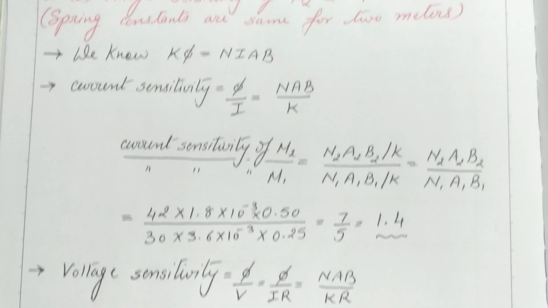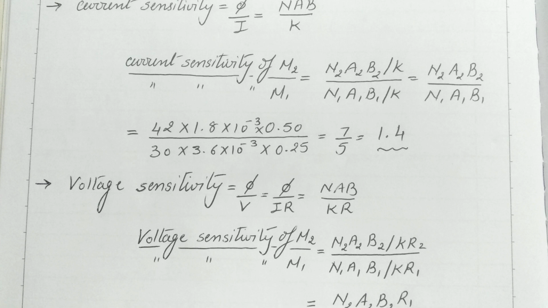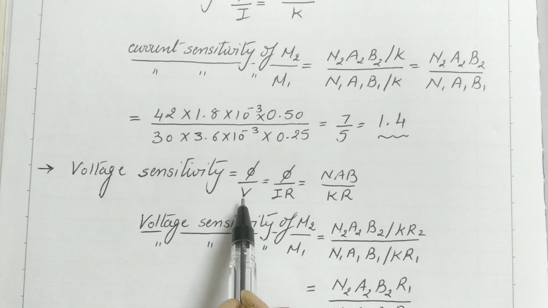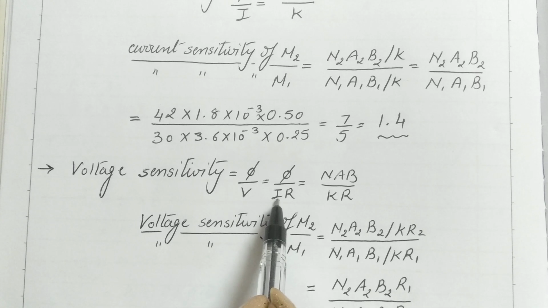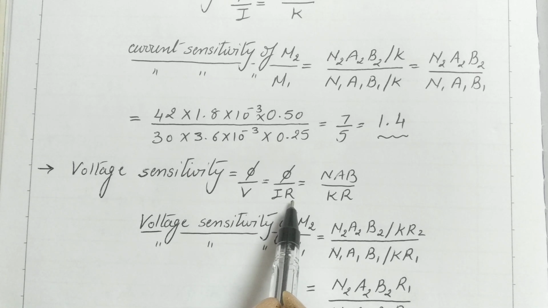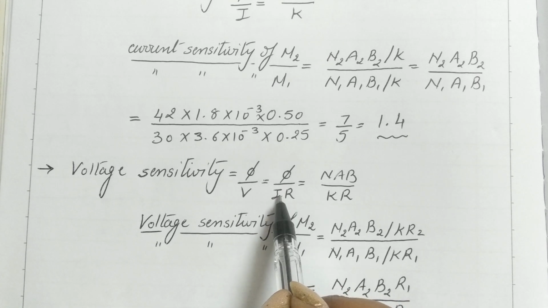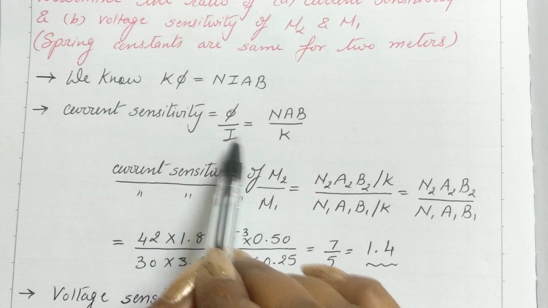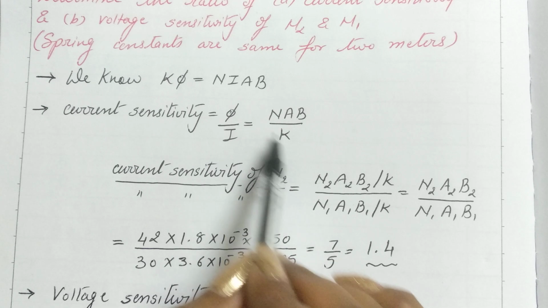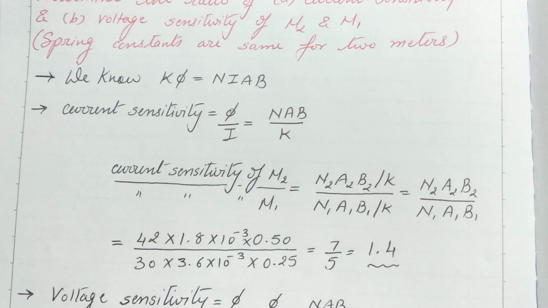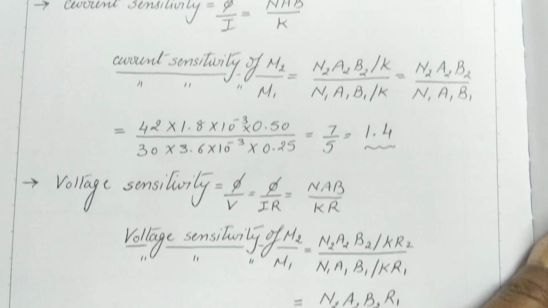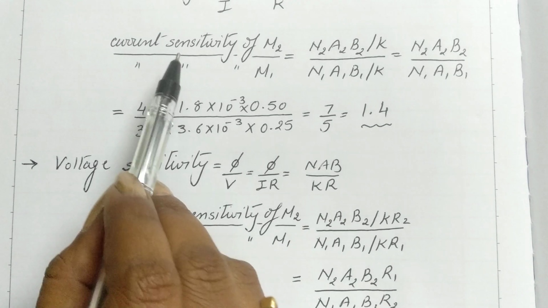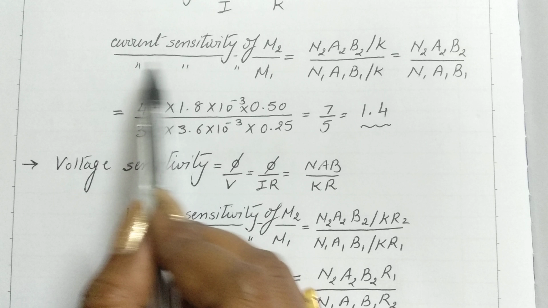Now we have to calculate voltage sensitivity, and its definition is deflection per unit voltage: φ divided by V. V is equal to IR from Ohm's law. Now again, what is φ by I? That we have obtained from this equation, φ divided by I, that was this. So we'll substitute this value instead of φ divided by I, and the R remains as it is.